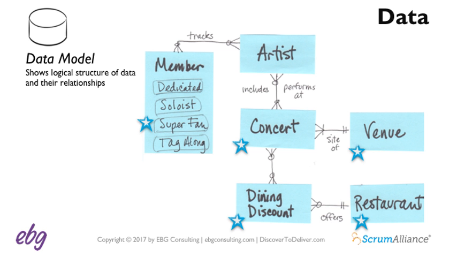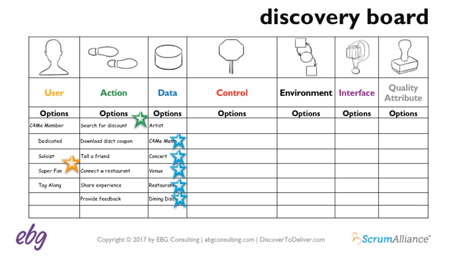Now, in this example, we're bolting onto an existing product, so much of the data already exists. What will be new data is the dining discount and restaurant data. And the team's going to need to drill down into the specific data attributes for the discount and restaurant needed for that story. So let's go back to the discovery board. We star the data options that we're going to select. Again, many teams will just have on their wall a visual data model to depict the data dimension.